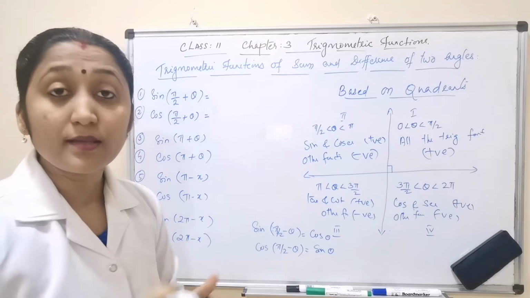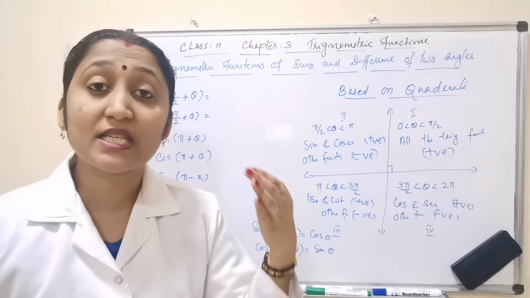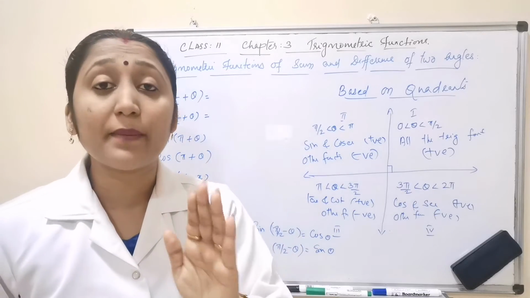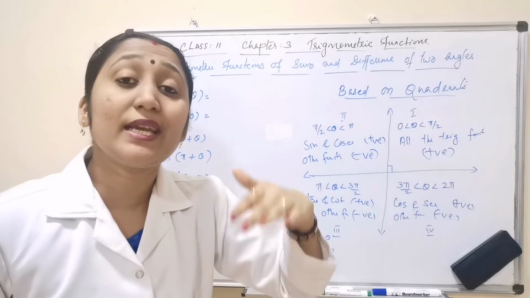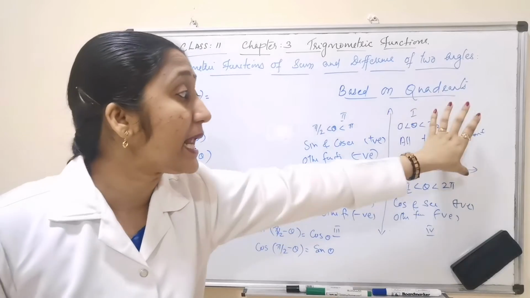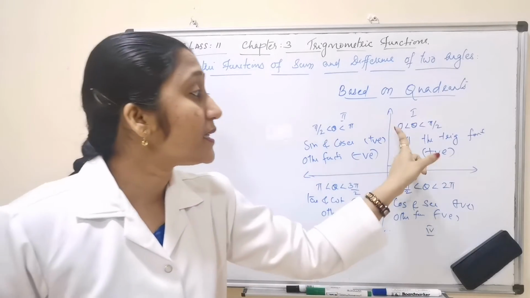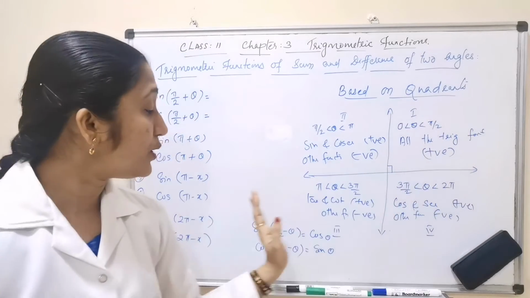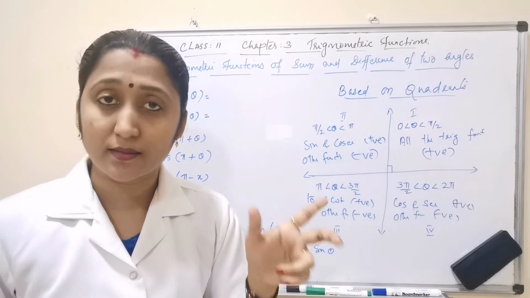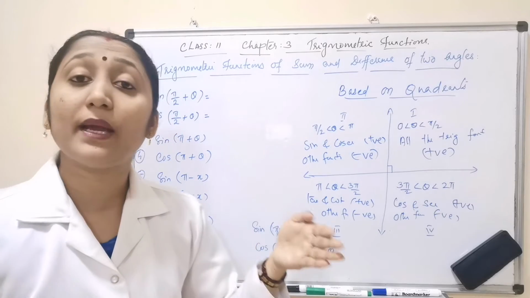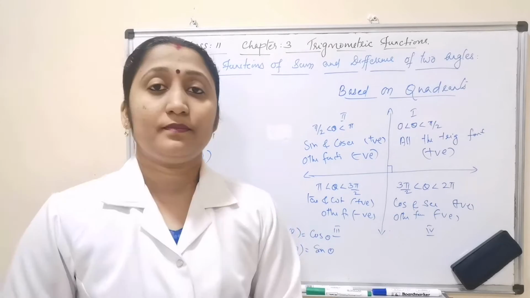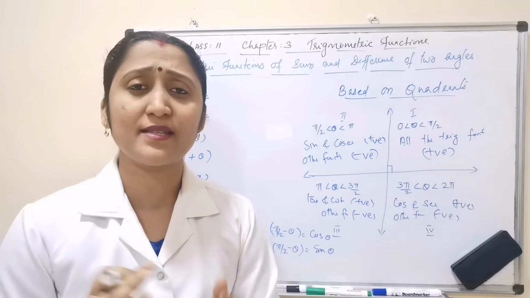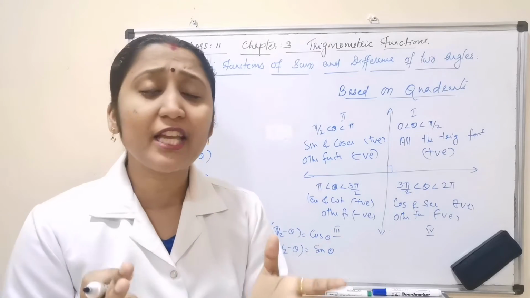So you have to memorize sin of 90 minus theta, which is pi by 2 minus theta. Pi by 2 minus theta means it is below 90 degrees, so it lies in the first quadrant, because the first quadrant lies between 0 to 90. So sin of 90 minus theta is cos theta, and cos of 90 minus theta is sin theta. You should learn by heart all the trigonometric functions, sum, difference and compound angles, everything.